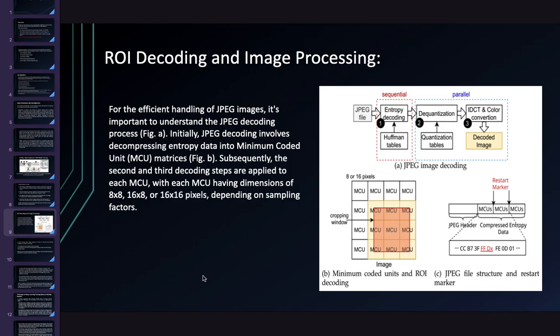ROI decoding and image processing. This is the image; first is the JPEG image decoding. It shows the JPEG image decoding process, and the second is the minimum coded unit and ROI decoding, and this image is the JPEG file structure and restart marker.